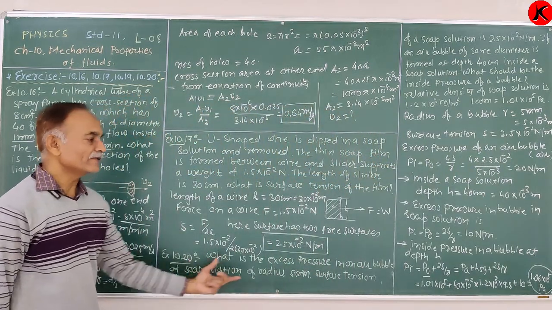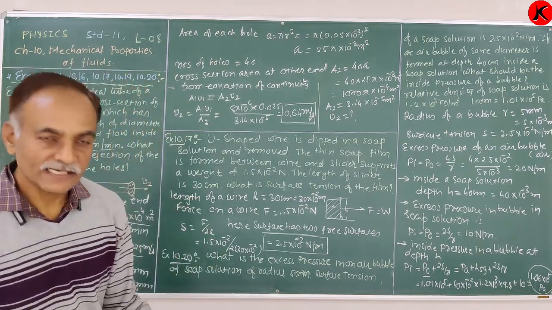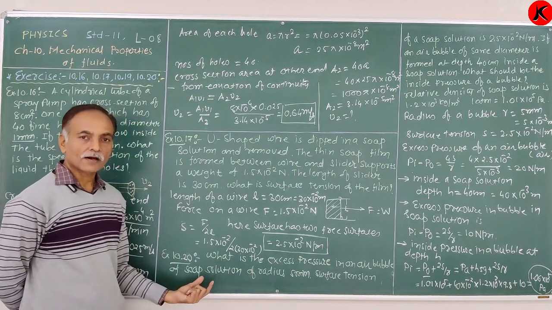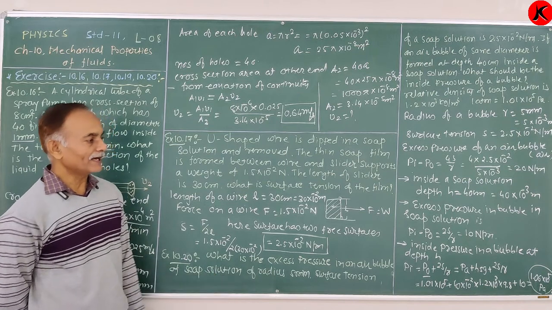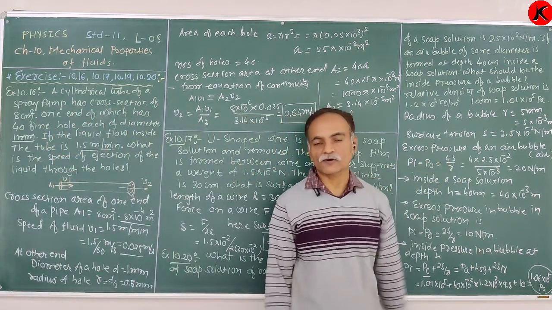Clear? So this type of numerical may be asked in the exam for 3 marks. First, read the question carefully. Here, an air bubble of soap solution is formed in a medium. We have to find out the excess pressure. Therefore, Pi minus Po is equal to 4S upon R.